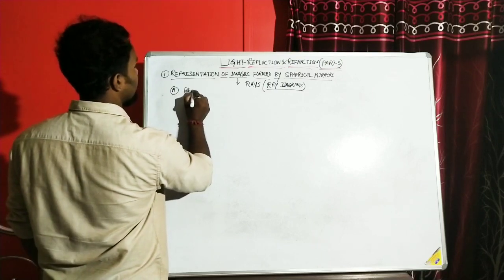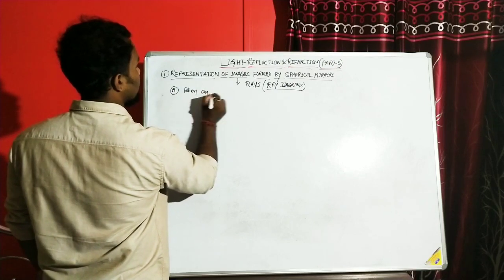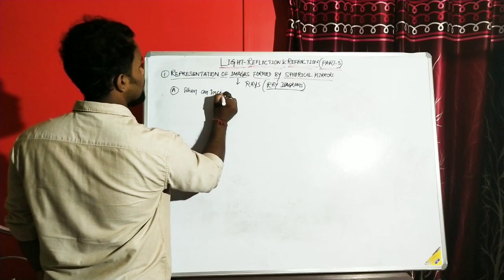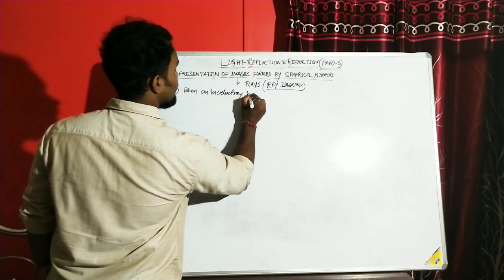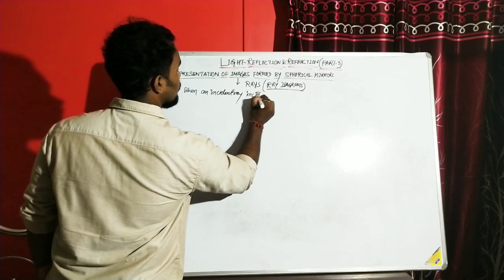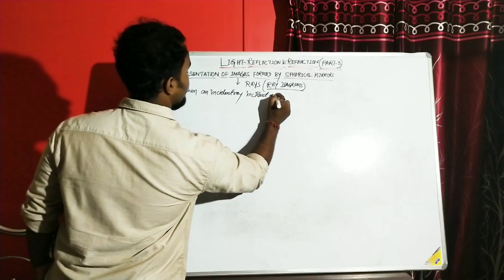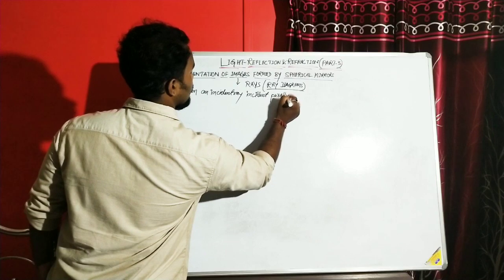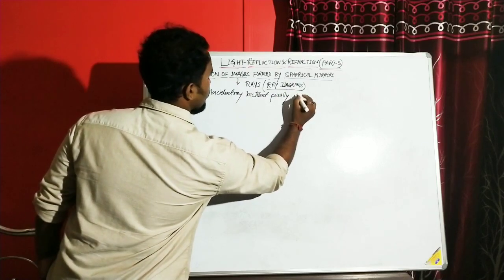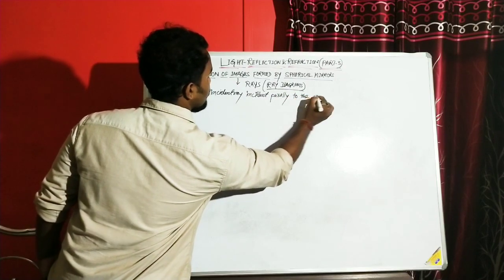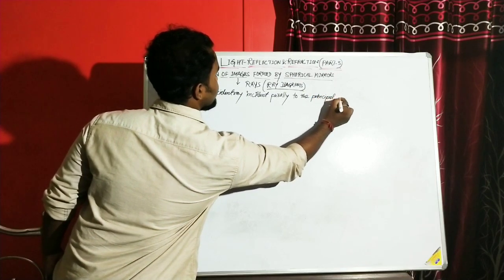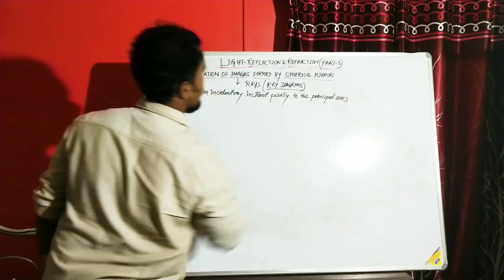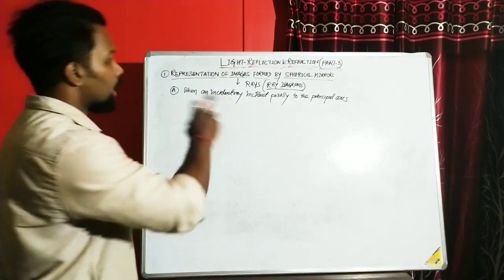Our first condition is going to be when an incident ray is incident parallel to the principal axis. See, this is the main heading.